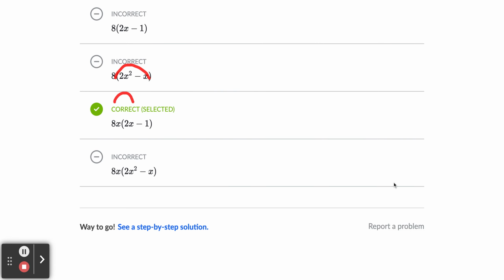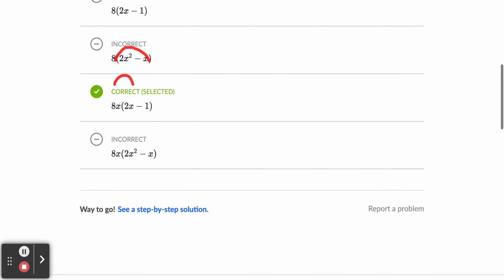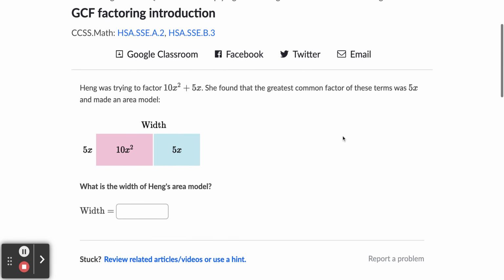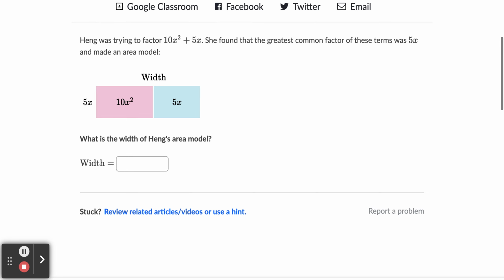Let's do several here. Okay, so Heng was trying to factor 10x squared plus 5x. She found out the greatest common factor of these terms was 5x and made an area model. Okay, so this is like base times height, or length times width if you're talking about the area of a rectangle. So we can kind of break it up.